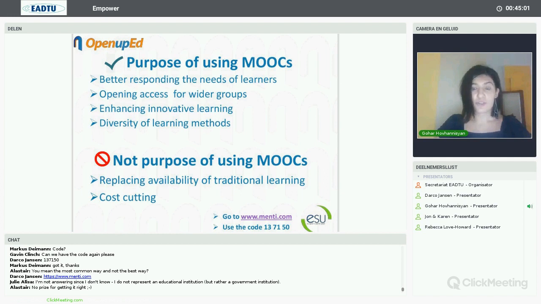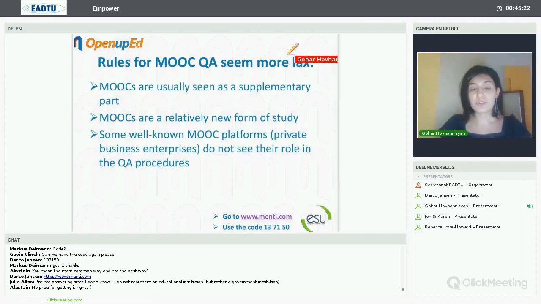Bearing in mind all these purposes, trying to accomplish them and avoid the ones which should not be accomplished, here we already speak about what quality assurance should do to ensure that this happens, because in most cases we see that rules for quality assurance of MOOCs are rather more lax than those for traditional learning. And we see the reasons for this mainly, firstly, because MOOCs are usually seen as a supplementary part to traditional learning and not the main one, and that's why they sometimes do not get enough attention. The second reason is that MOOCs are a relatively very new form of studies compared to traditional contact study, and this novelty sometimes creates confusion regarding how to approach the quality aspect of MOOCs.